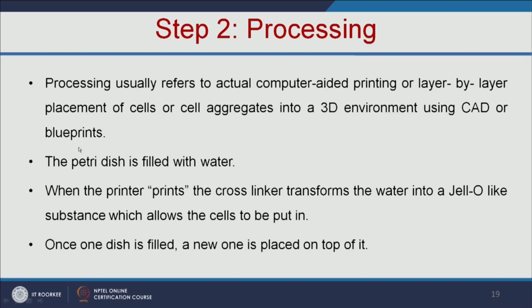So, here you will be printing that particular organ using these bioprinters, and the petri dish is filled with water. Here, instead of paper, you will be using this petri dish. So, it will be filled with the water. When the printer prints, the crosslinker transforms the water into a jello-like substance, which allows the cells to be put in. Once one dish is filled, a new one is replaced on top of it.